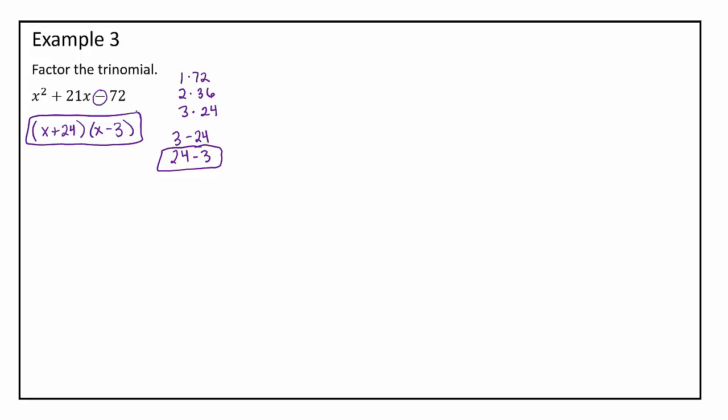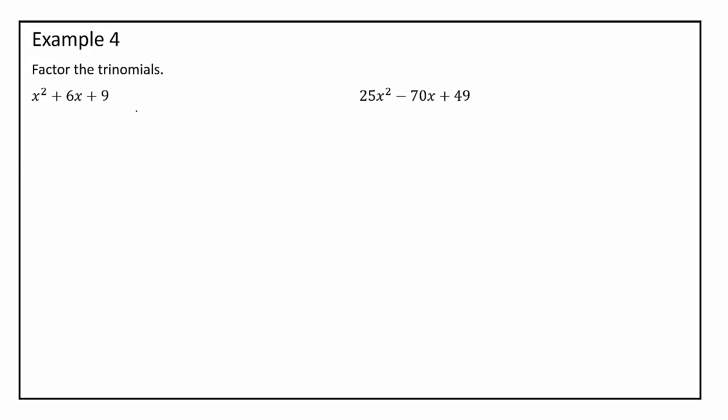And that's our answer. Now let's look at some special cases. In some ways, we don't really have to treat these as anything special. Like I can say, okay, if I wanted to multiply to get 9 and add to get 6, then I would do 3 and 3. But the reason that this is special is because I could rewrite this as x plus 3 squared, because it's the same thing twice.